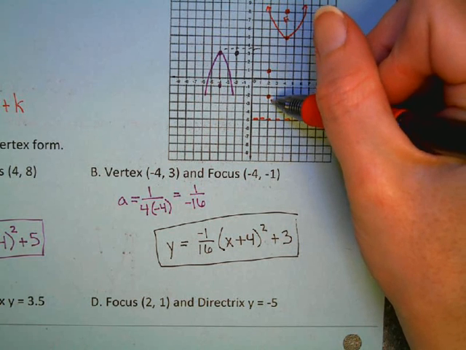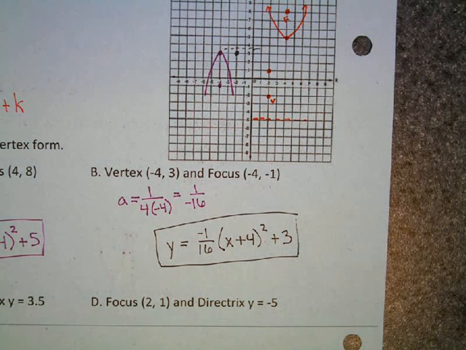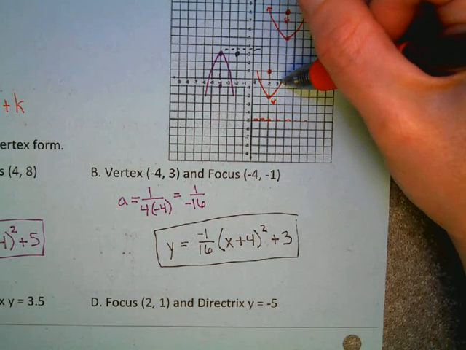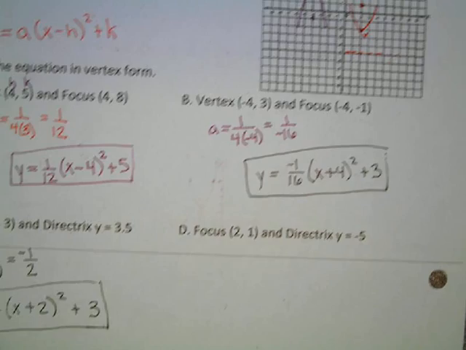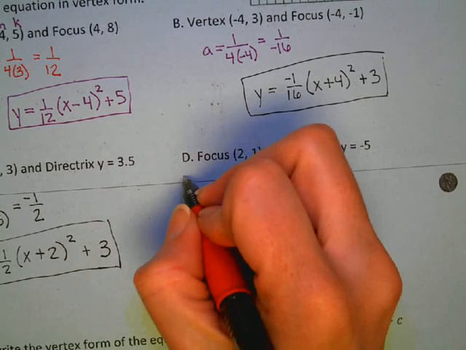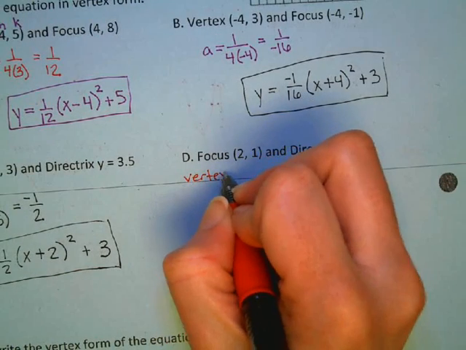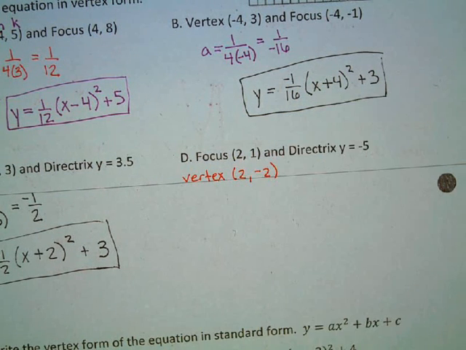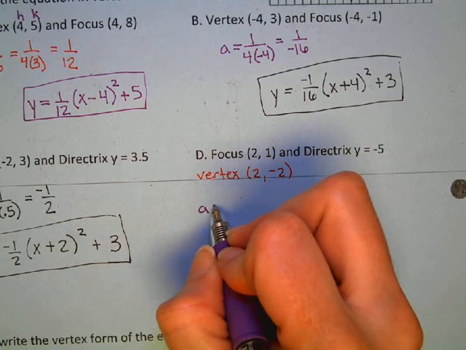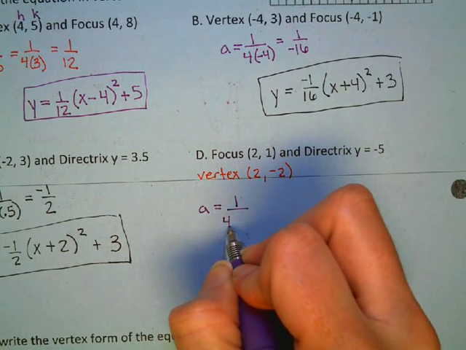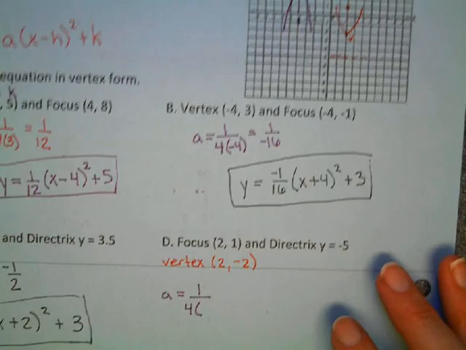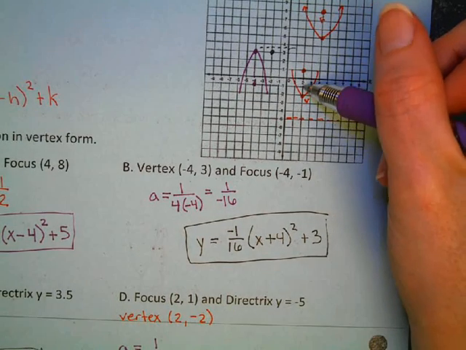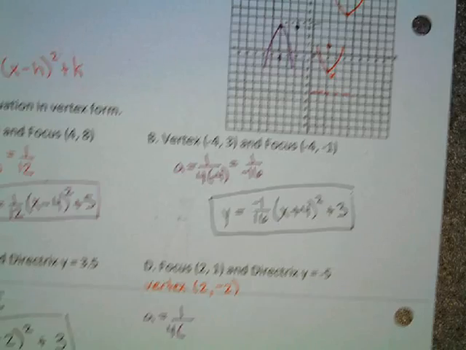I know it's going to go in this direction because the focus has to be inside. So the vertex is 2, negative 2. We still have to find what A is, so we're going to do A equals 1 over 4 times. So what is the distance here between the vertex and the focus? So 1, 2, 3. It's 3 places away, no matter which way you count. So I'm going to say it's positive 1/12 because the graph is going up.